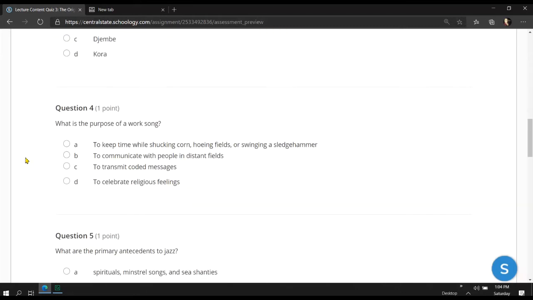Question 4. What is the purpose of work songs? A. To keep time while shucking corn, hoeing fields, or swinging a sledgehammer. B. To communicate with people in distant fields. C. To transmit coded messages. Or D. To celebrate religious feelings. The answer is A. The purpose of work songs is to keep time while performing manual labor.